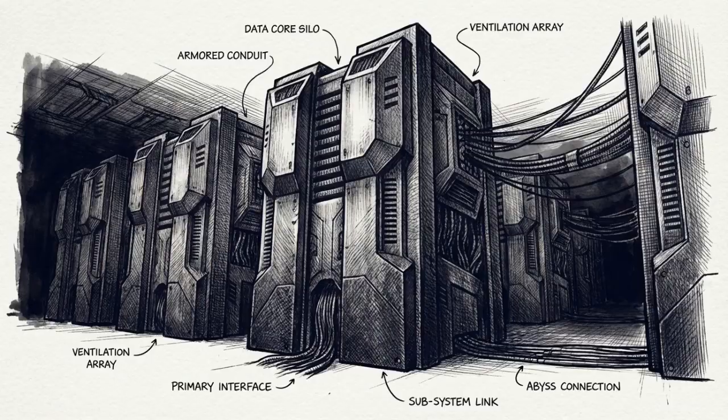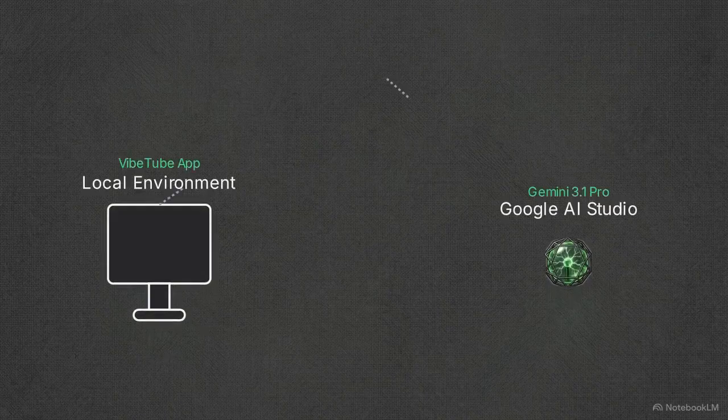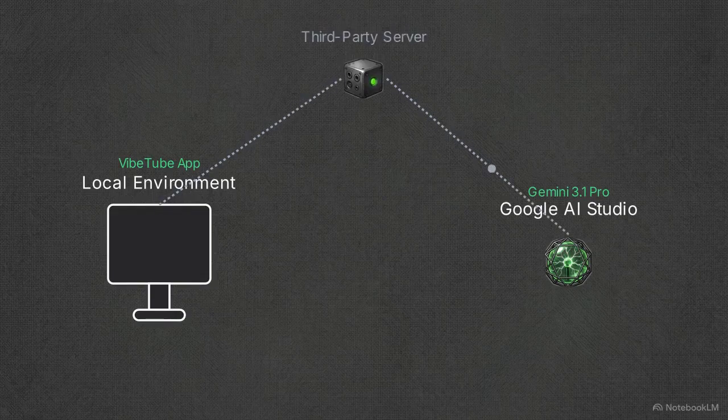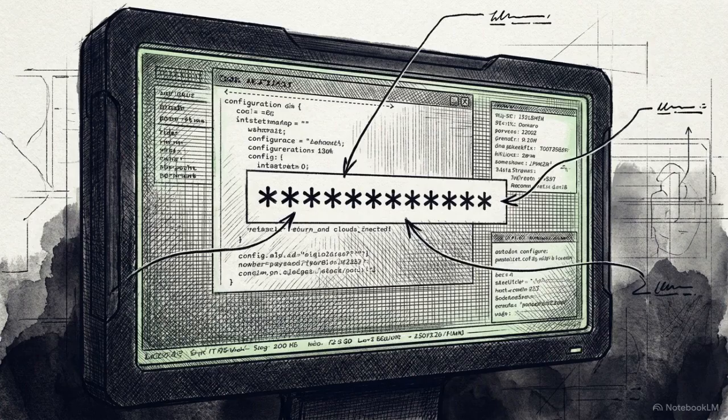To understand the economics of BYOK, we must look past the theory and examine the literal hardware environment on your desk. While browser-based apps route queries through third-party servers, a native local executable establishes a direct, secure pipeline to the foundational AI model. The protocol begins when the user generates their own Gemini 3.1 Pro key directly through Google Cloud.